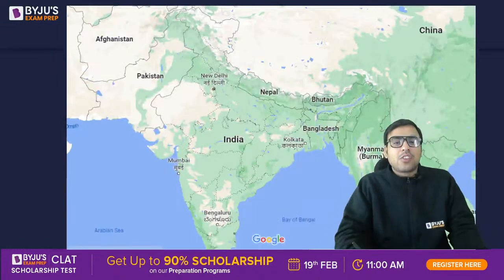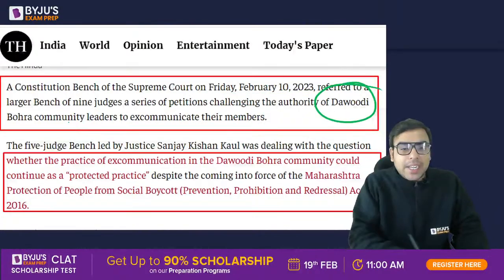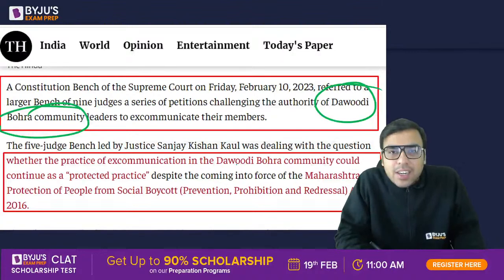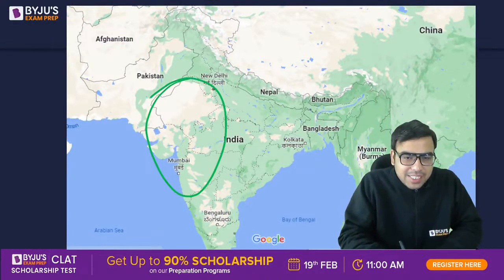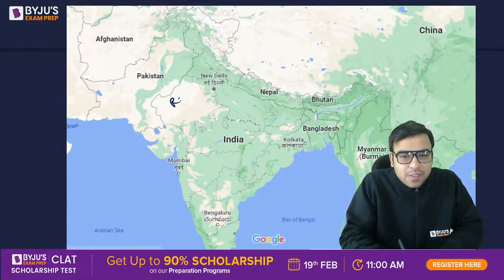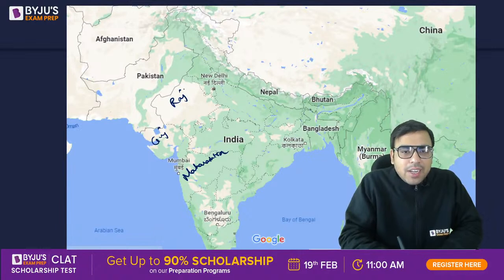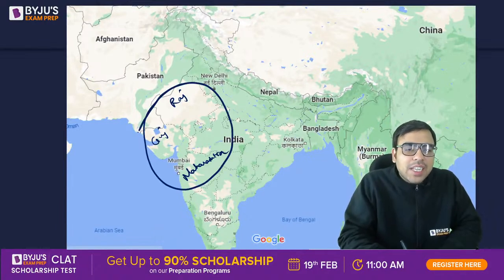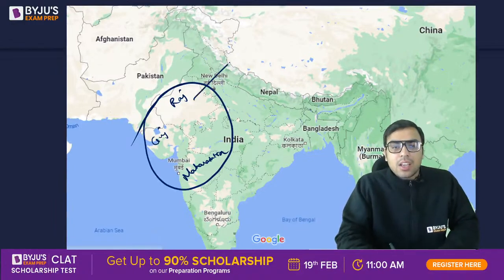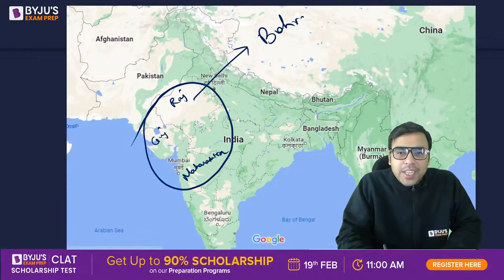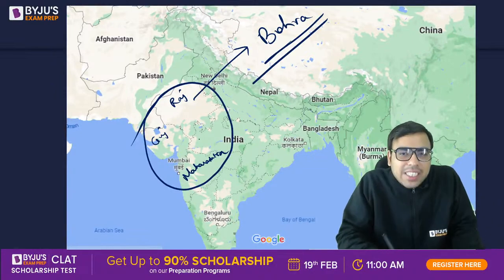Now, first of all, you have to understand what is Dawoodi Bohra community. Dawoodi Bohra is a Muslim community which lives in the western region of India. This region includes Rajasthan, Gujarat, and here is Maharashtra. So you will find the Dawoodi Bohra community mostly living in this region of Rajasthan, Gujarat, and Maharashtra. So Bohras are a Muslim community belonging to this region mostly.